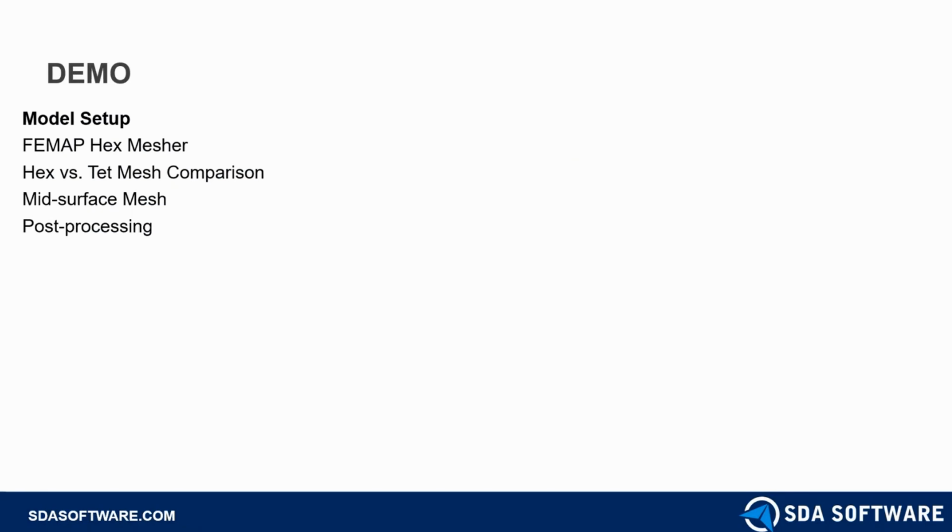All right. So what we're going to show here is how we can use FEMAP to be able to generate both solid meshes using the new hex dominant mesher specifically, and then also mid-surface meshes. The first thing we're going to start off with is setting up the model for a solid mesh situation.